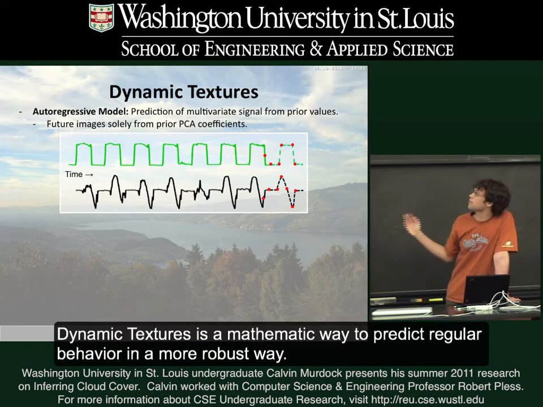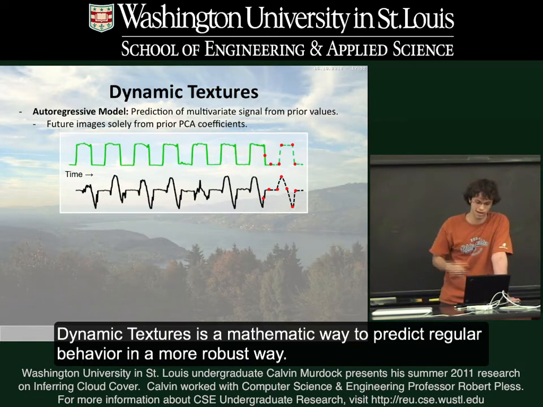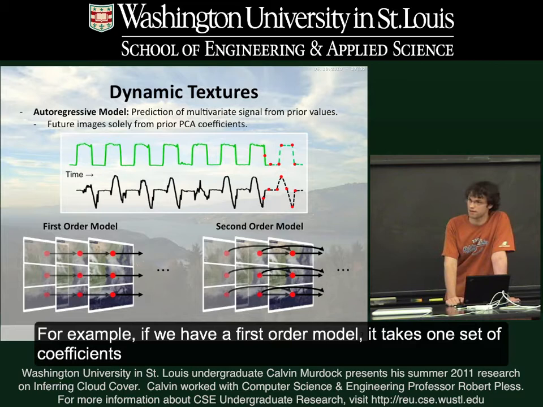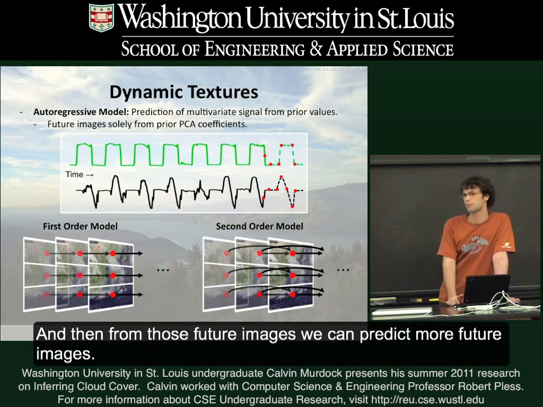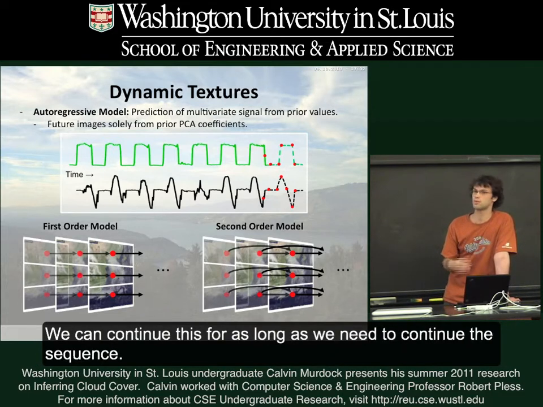So basically, dynamic textures is a mathematical way to predict this kind of regular behavior in a more robust form. For example, if we have a first-order model, it takes one set of coefficients or one image that we know exactly, and then from that image, we can predict future images, and then from those future images, we can predict even future images, and we can continue this for as long as we need to construct the sequence.